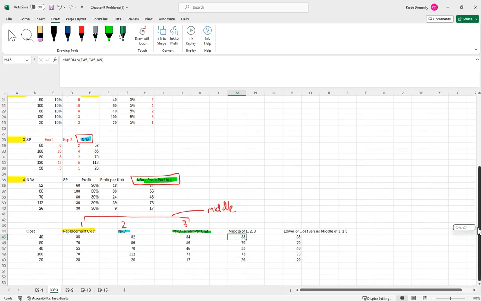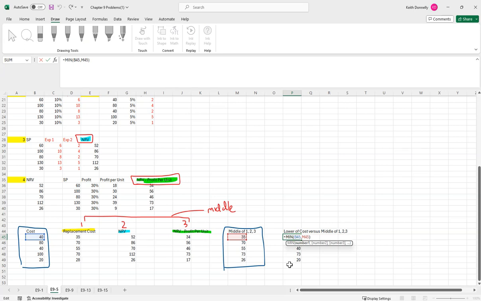Okay, now we're at a point where we have to compare our cost with the middle value. Lower of cost versus middle value. All I did here is another formula. Please tell me the minimum, the smallest amount between cost and middle of 1, 2, 3. Drag it down. There we go.